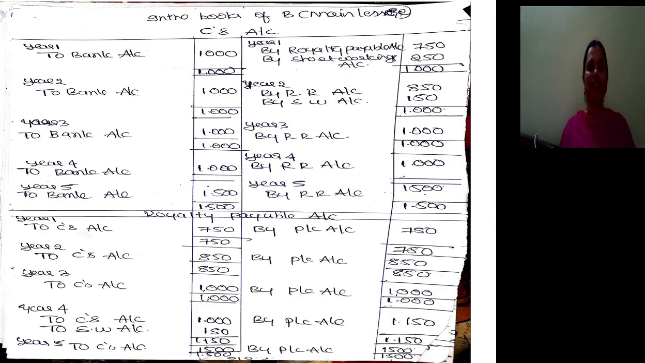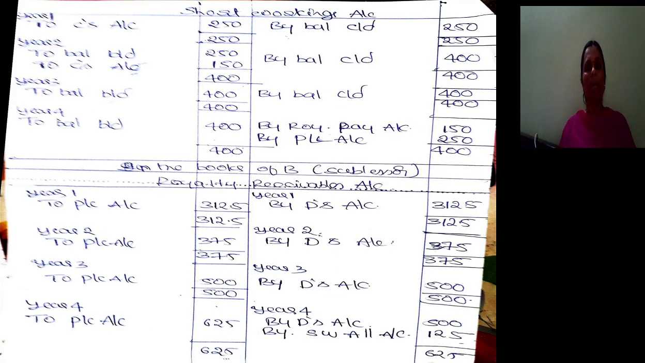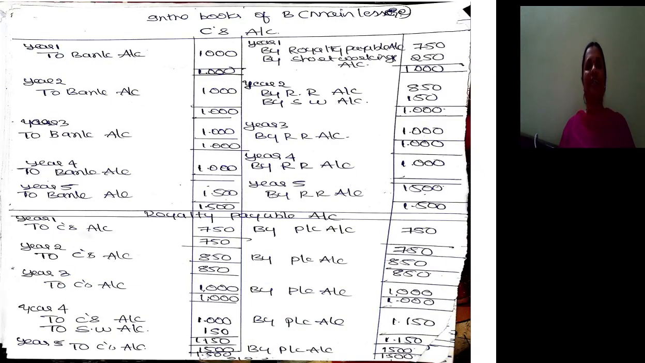So in royalty in C's account, by royalty payable 1000. In short working account, by royalty payable 150. To balance brought down, 400 is there. So by royalty payable 150. Then B needs to pay to C at the end of 4th year. Journal entry: C's account debtor to bank account 1000. So C's account gets closed.